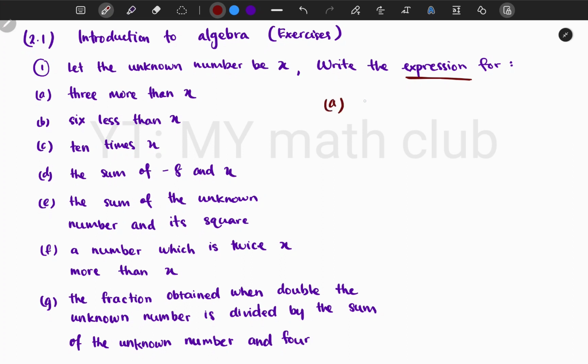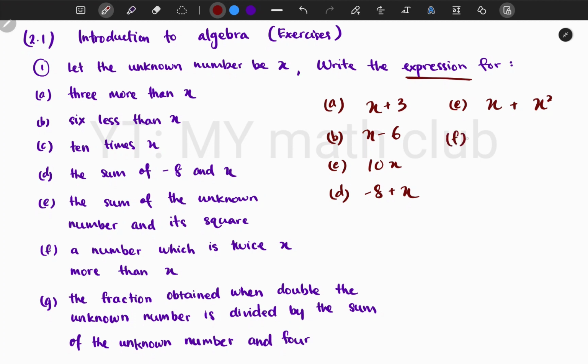For A, 3 more than x is x plus 3. For B, 6 less than x is x minus 6. C, 10 times of x is just 10 multiply x, so you can write 10x. D, the sum of negative 8 and x would be negative 8 plus x. E, the sum of the unknown number and its square. So the unknown number is x, the square of the unknown number is x squared, and for the sum, you just have to add them together.